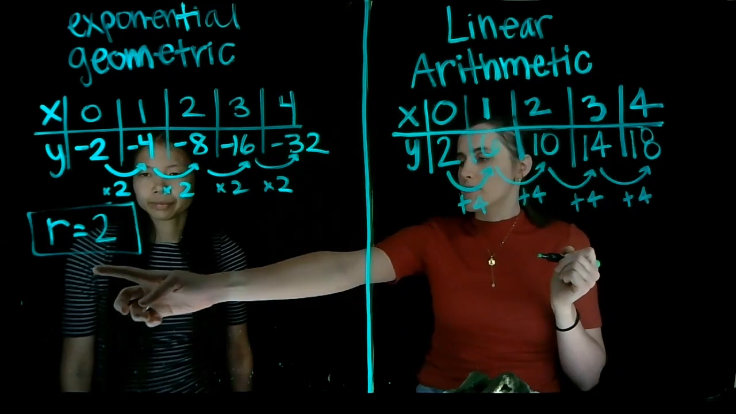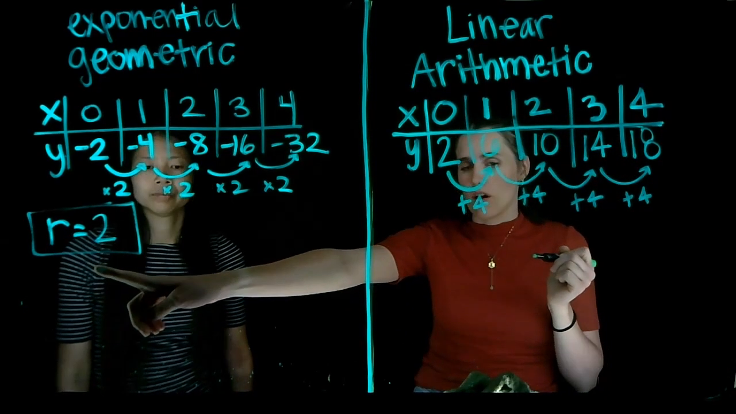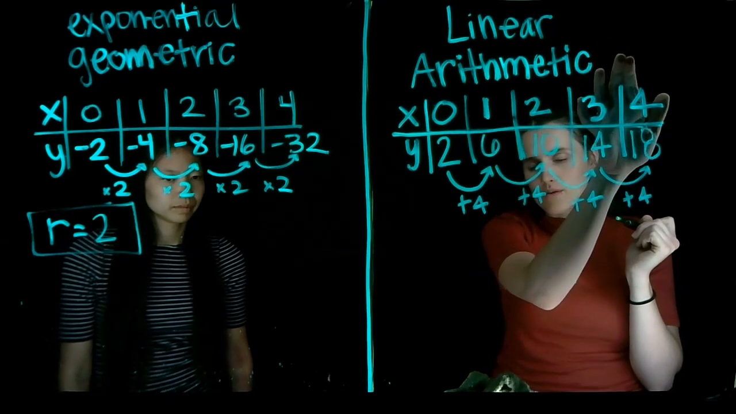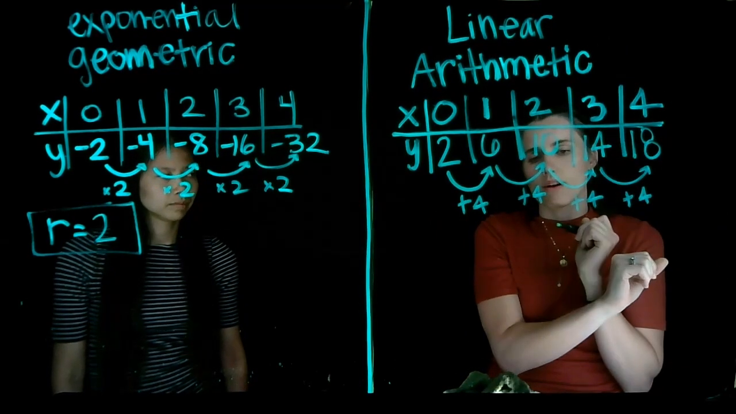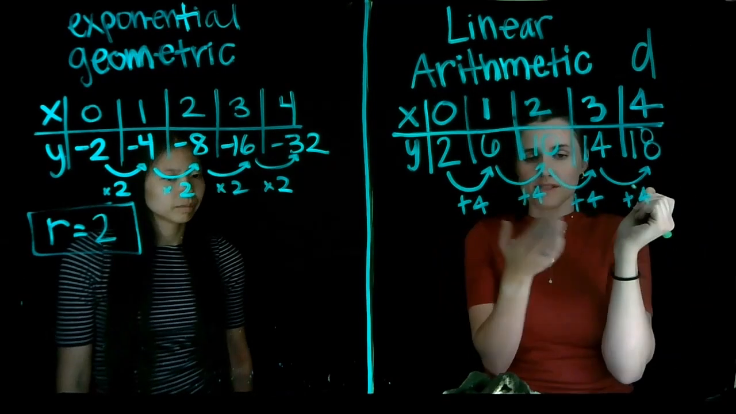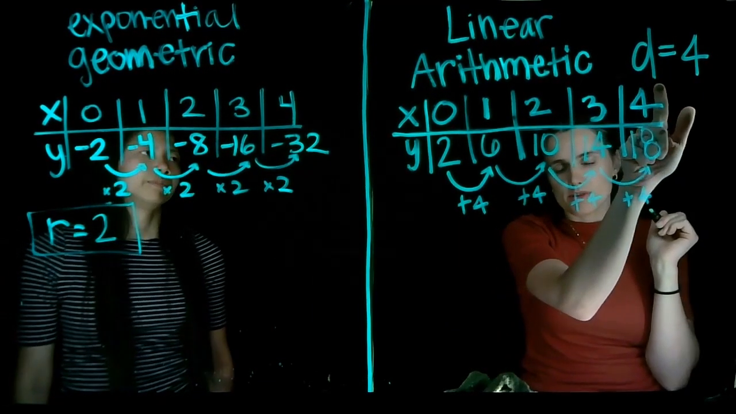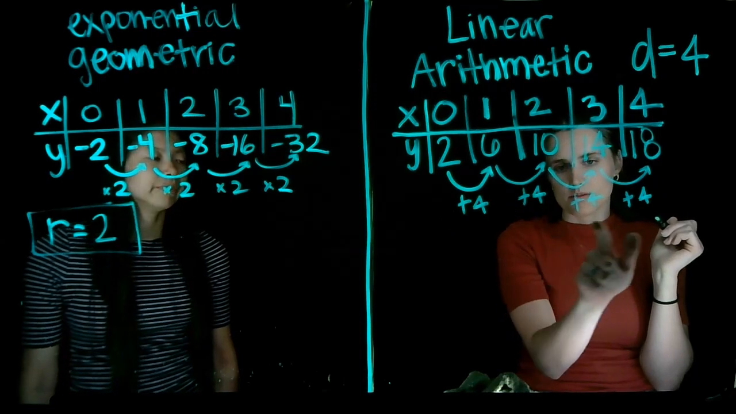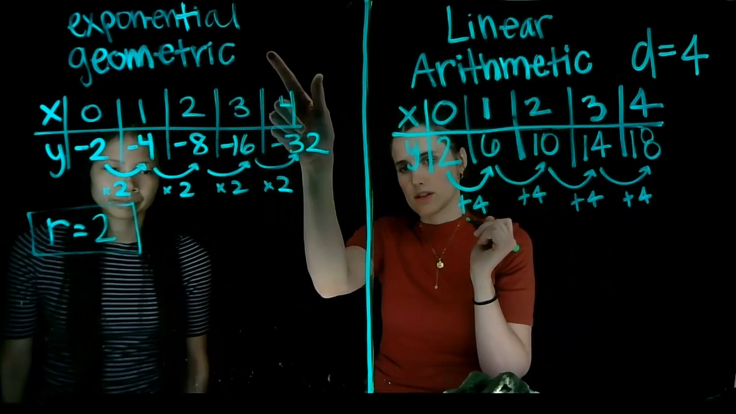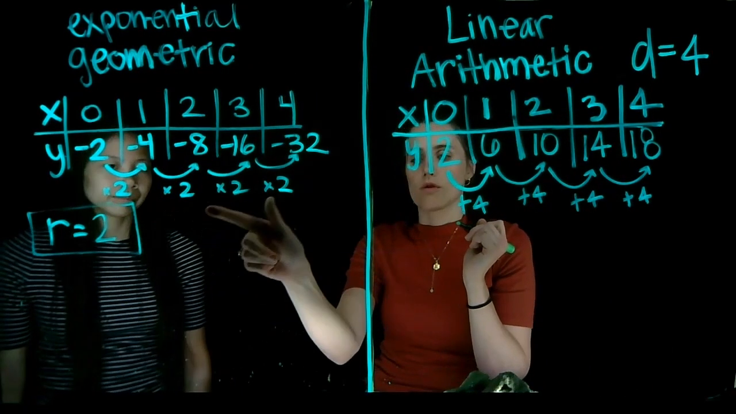Over here, we represented this as the common ratio with r, and with linear or arithmetic sequences or functions, we are going to represent it as d, or the common difference is going to be 4. When we're talking about arithmetic and linear, we'll use d, common difference, for the number that we're adding or subtracting every time, and then for geometric and exponential, we'll use r, the number that we're multiplying by each time.